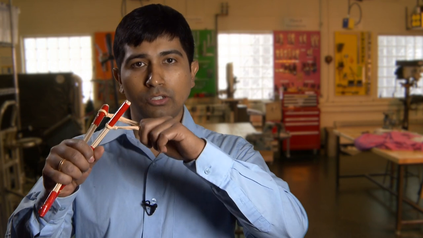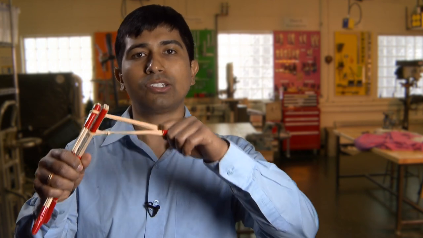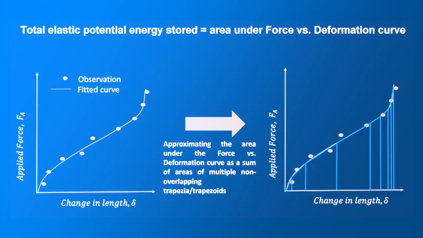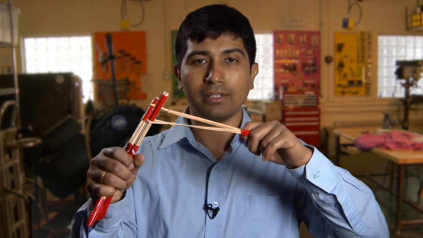So when I stretch a rubber band, I do work on it, and this work gets stored in the stretched material as potential energy. The area under the force deformation curve is actually the total potential energy stored in the material due to elastic deformation. We can use this potential energy to perform some mechanical work by converting it to kinetic energy. In the beginning of this lesson, you saw me trying to hit a bullseye with this slingshot. So there, I converted the potential energy stored in the rubber band to the kinetic energy of the projectile.